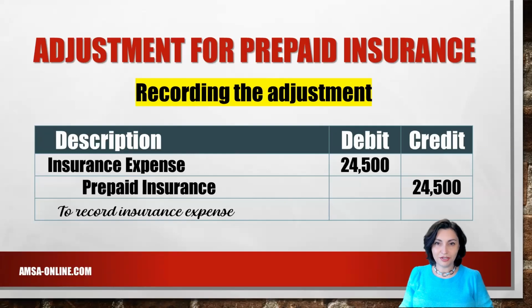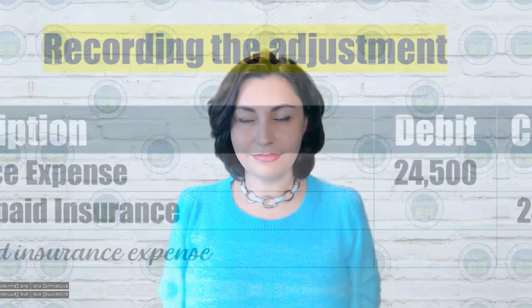The adjusting entry to be recorded at the end of the year for prepaid insurance includes a debit or increase to the insurance expense account for the amount of insurance expired at $24,500 and a credit or decrease to the prepaid insurance account for the same amount.